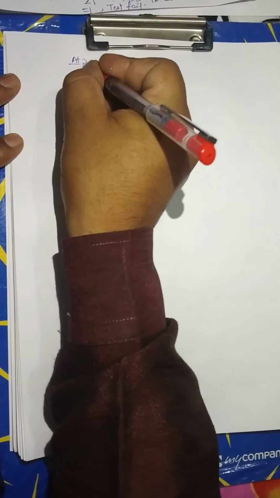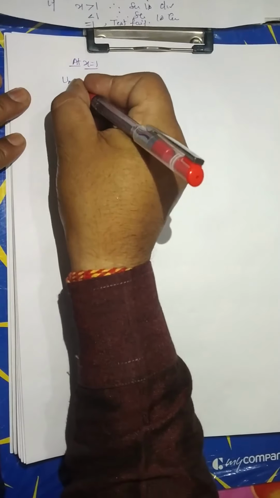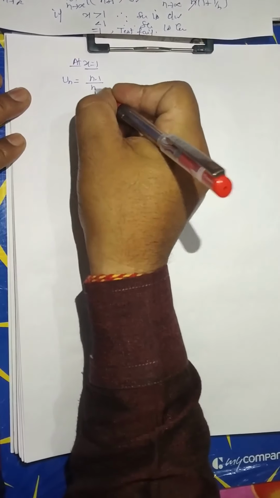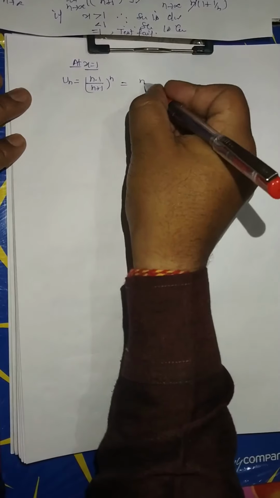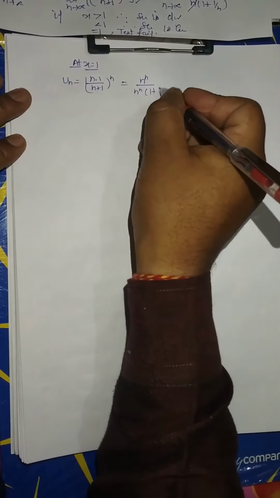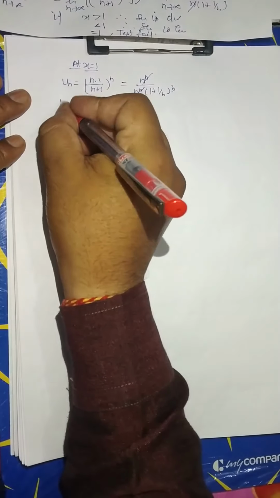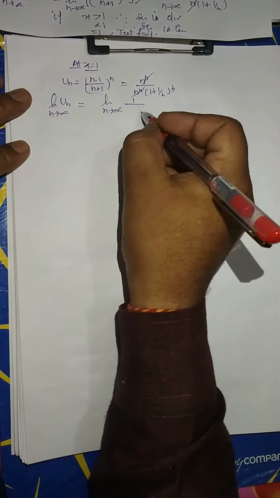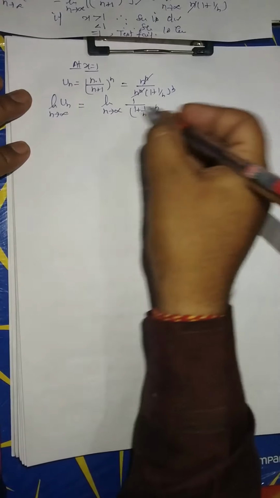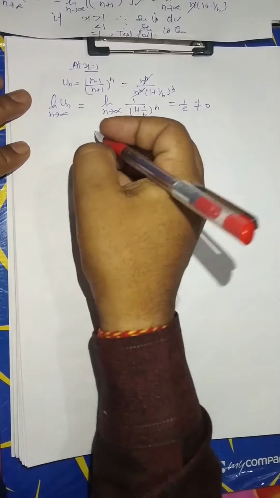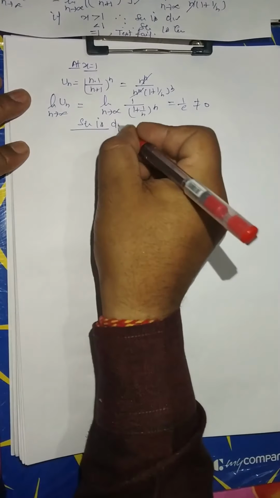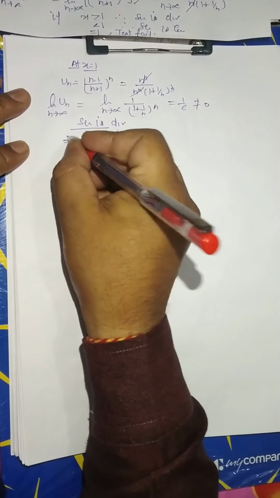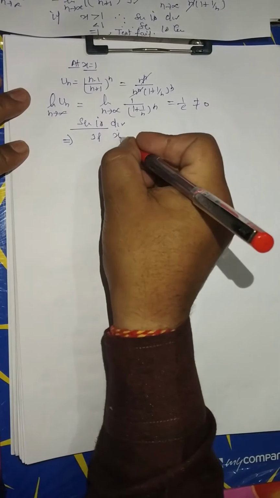That is, at x equal to 1, we try again the convergence of the series. At x equal to 1, un is (n/(n+1))^n, which is equal to n^n over n^n (1 + 1/n)^n. This is cancelled by this. Limit n tending to infinity of un, by the first test, 1/(1 + 1/n)^n tending to infinity, we get 1/e, not equal to 0, then the series is divergent.